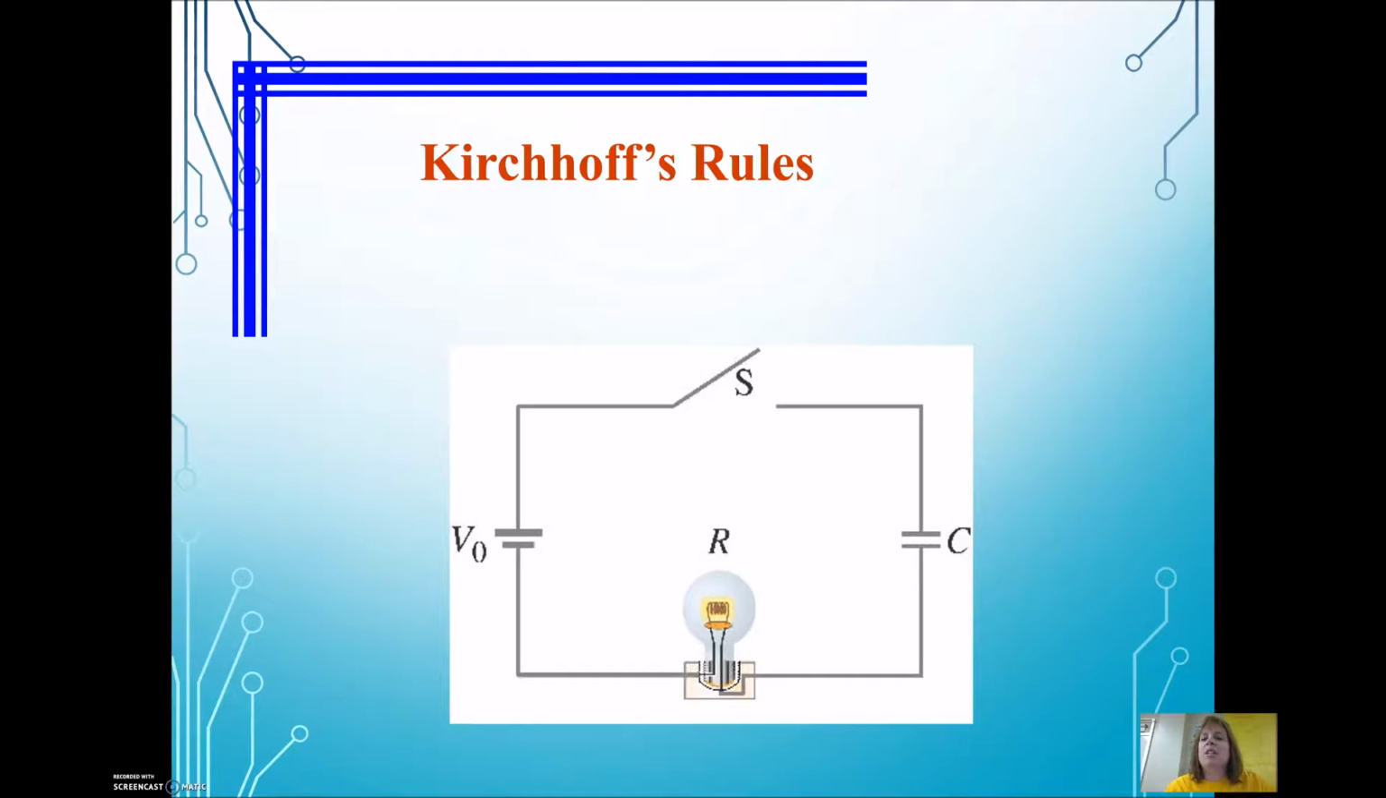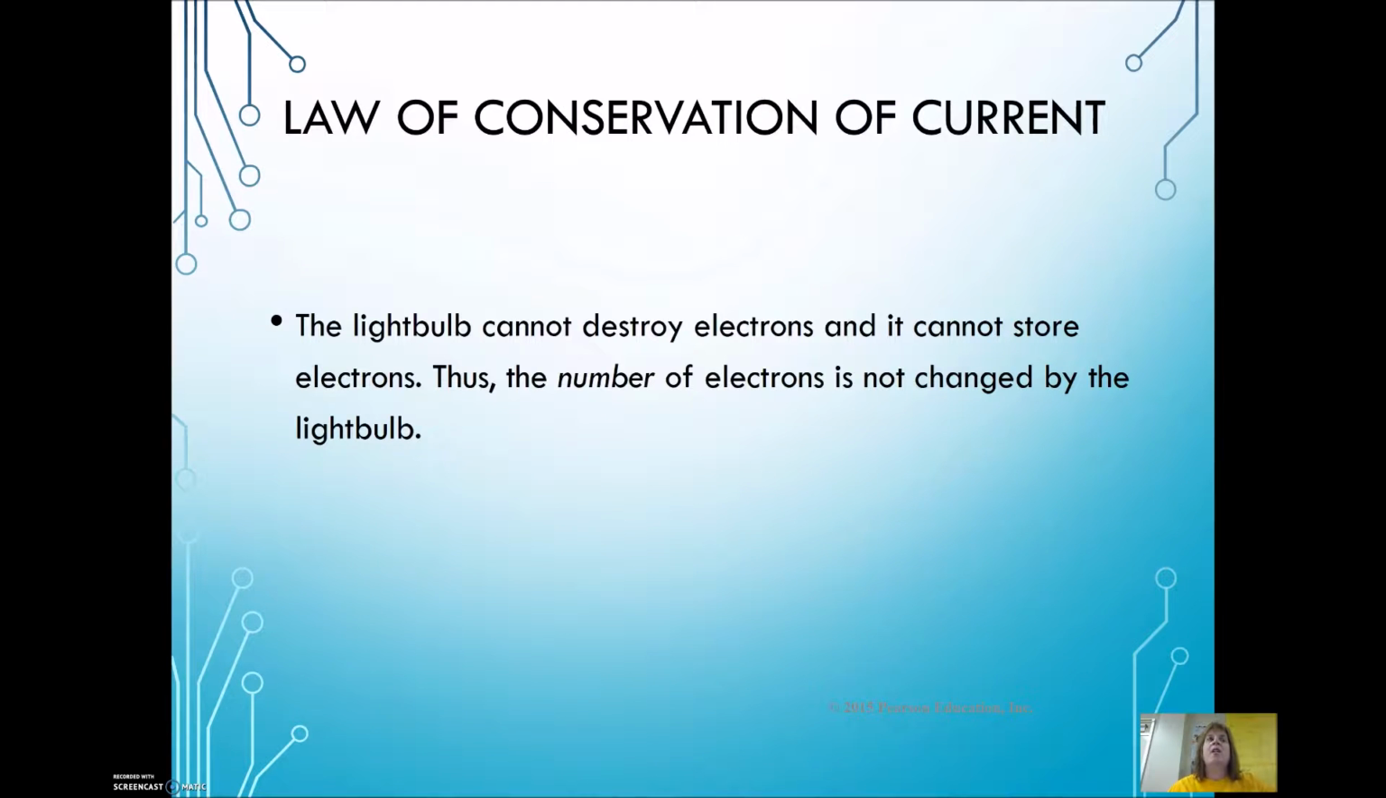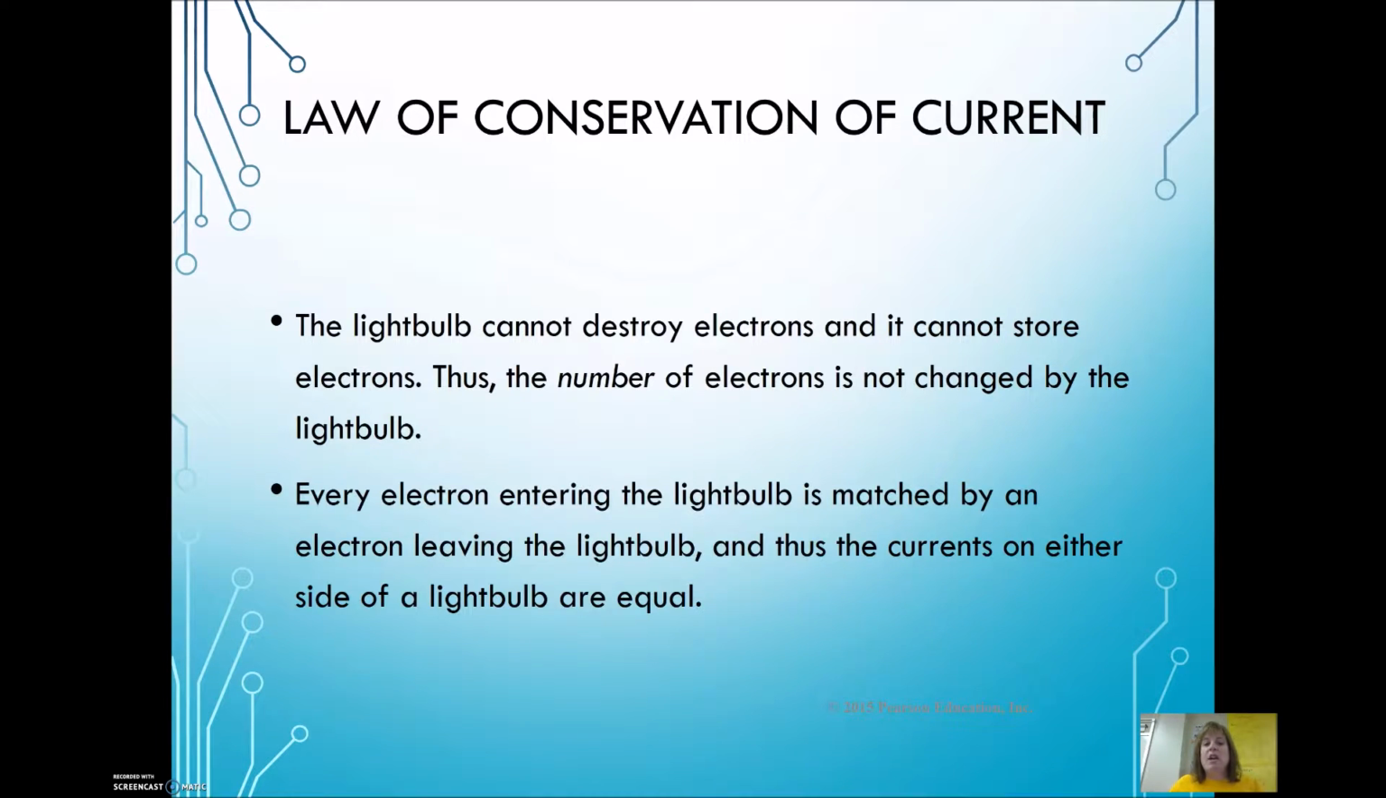In this video, we're going to talk about Kirchhoff's rules and how to solve some circuit problems. Now, it's very important that you understand that a light bulb or a resistor or any circuit element cannot destroy electrons. They can't create electrons either. They can't store electrons, so that means the number of electrons that enter a device like a bulb or a resistor have to be equal to the number of electrons leaving the bulb or resistor or battery or whatever.